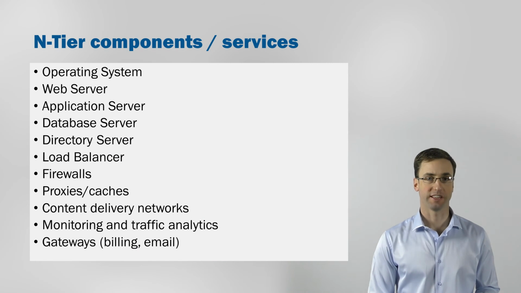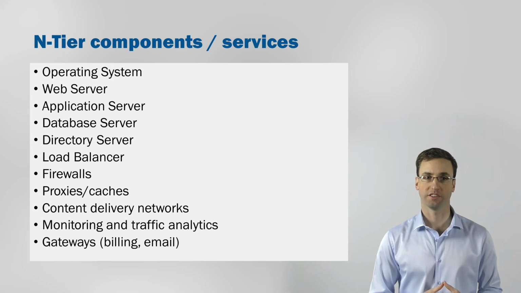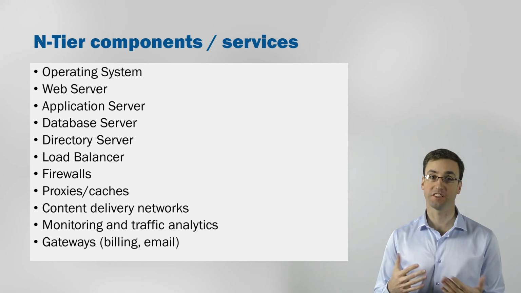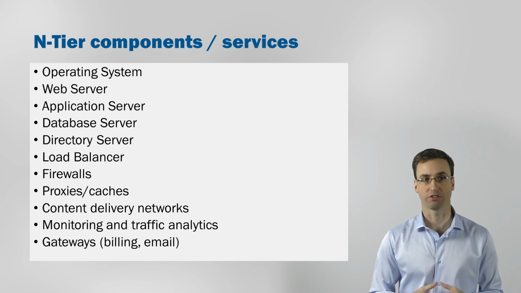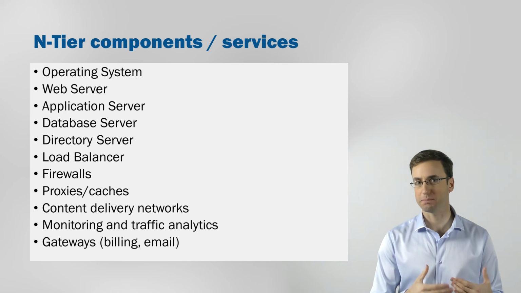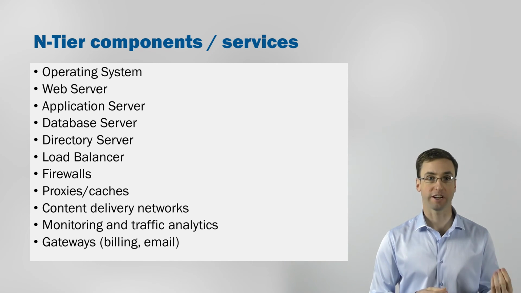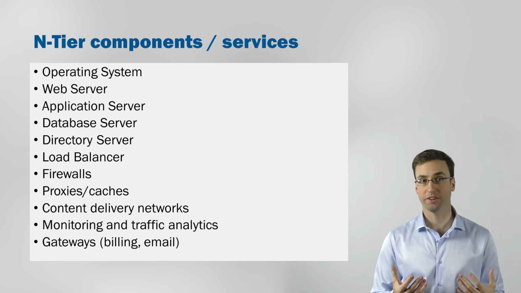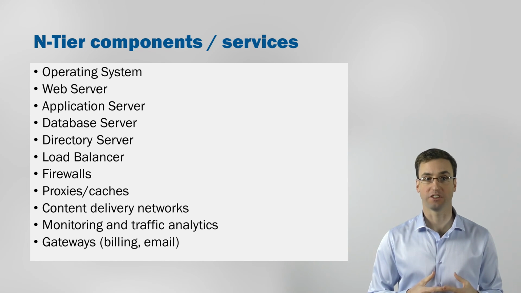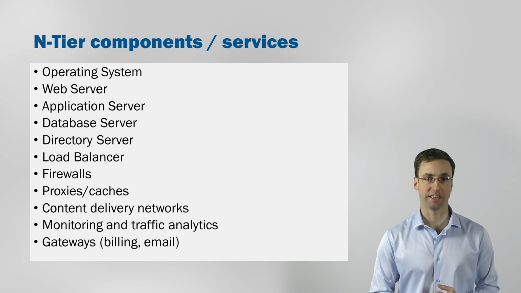Going beyond 4 tiers, a complex N-tier architecture could use many components and services. For example, load balancers and firewalls could help manage the incoming traffic. Caches and content delivery networks could save responses and avoid continual recalculations. Directory servers could simplify management, and billing and email gateways could help reduce the complexity of the application code. So a sophisticated web application could use many components in many tiers.